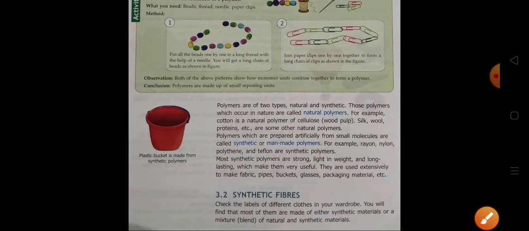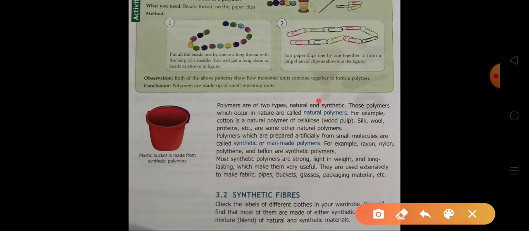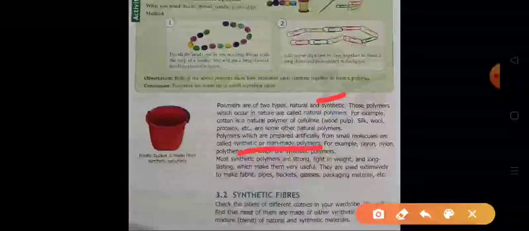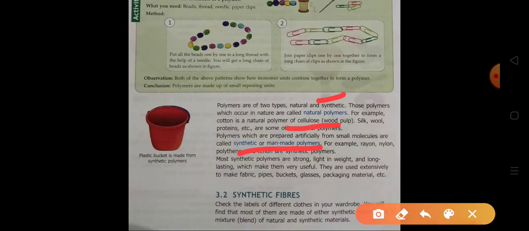Now there are two types of polymers. One is natural polymers and the other is man-made or synthetic polymers. Natural polymers, for example cellulose. Cellulose is what? It is a plant product. It is wood pulp. Silk, wool, proteins, these all are natural polymers. And synthetic polymers or man-made polymers are artificial polymers which are made by man from chemicals. For example, rayon, nylon, polythene, Teflon, these all are synthetic polymers.